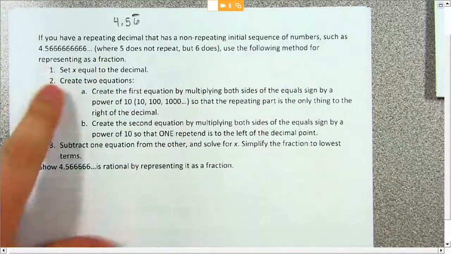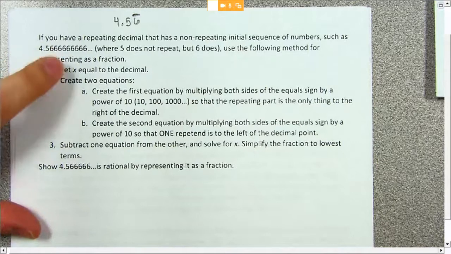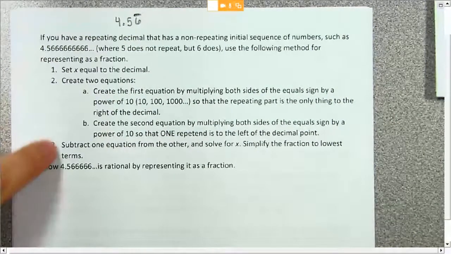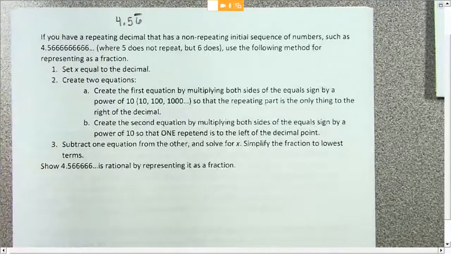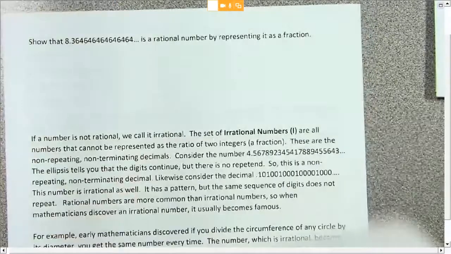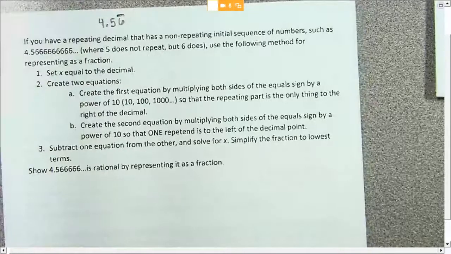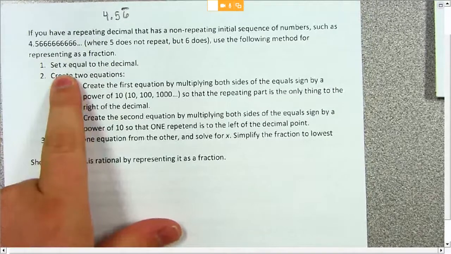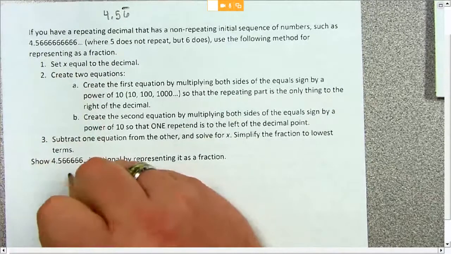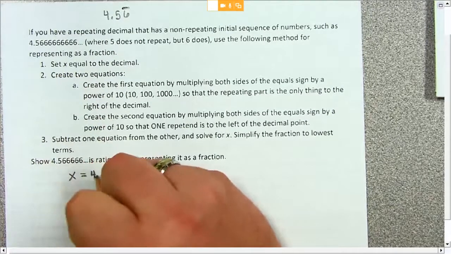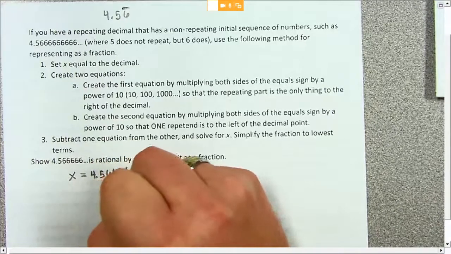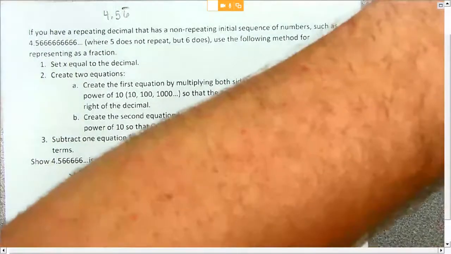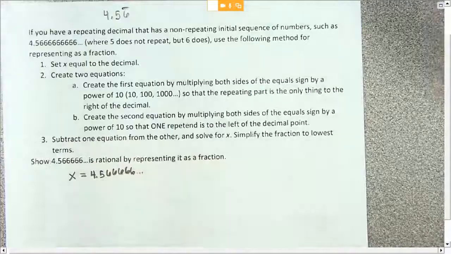So I'm going to use the following method. We're going to do this one as we look at the rules or the method, and then we'll do a couple after that where we know the method already, okay? All right, so the first thing you're going to do is set x equal to the decimal. So I'm going to say x is equal to 4.566666, and just carry it out a little bit. That's step 1.